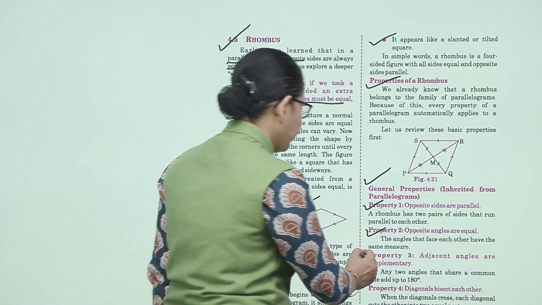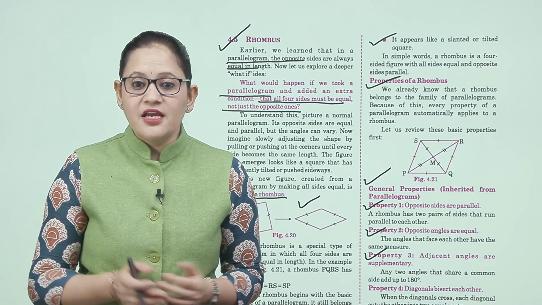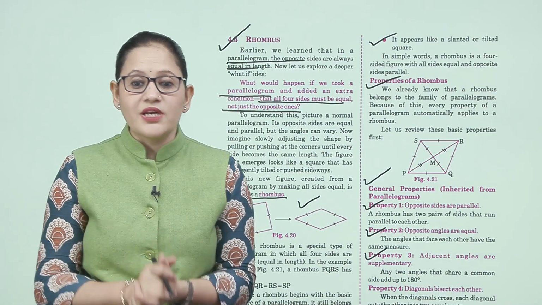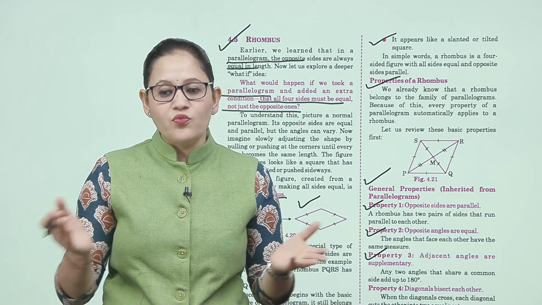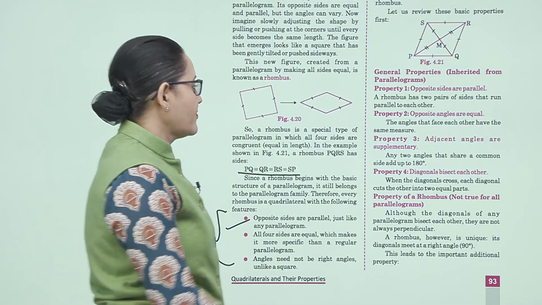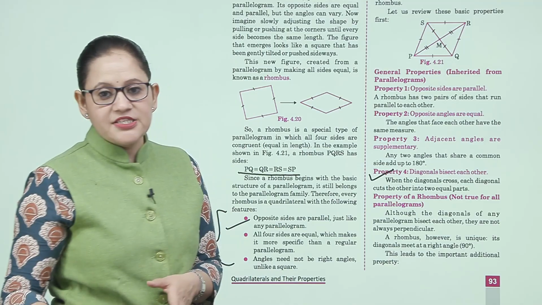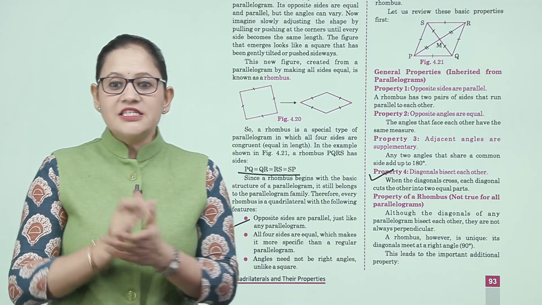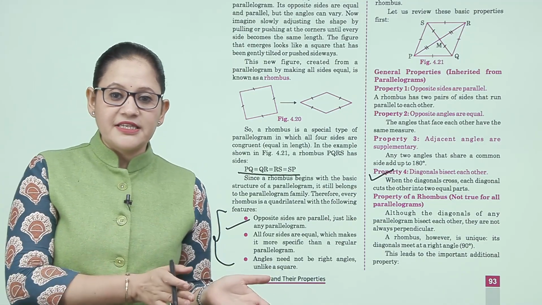Property 3, adjacent angles. In a rhombus, the adjacent angles are supplementary, meaning their sum is 180 degrees. Any two angles that share a common side add up to 180 degrees. Now property 4, diagonals bisect each other. When the diagonals cross, each diagonal cuts the other into two equal parts, meaning they bisect each other.